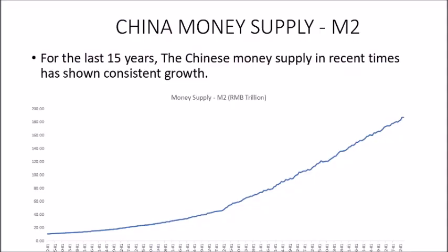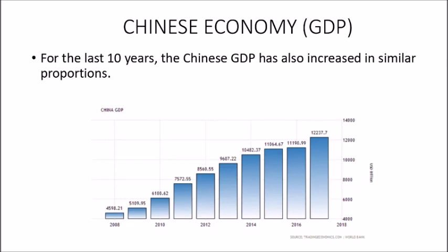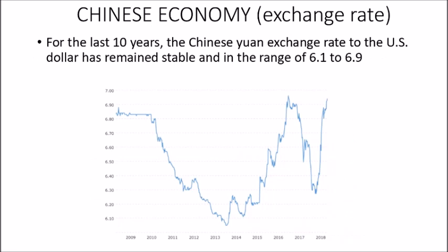Now this is the China money supply for the last 15 years. The Chinese money supply in recent times has shown consistent growth. This is the Chinese economy. The GDP for the last 10 years has also increased, and this is the exchange rate. The exchange rate decreased in 2010 until 2013, and in 2013 it kept on increasing until the same rate like 2009.